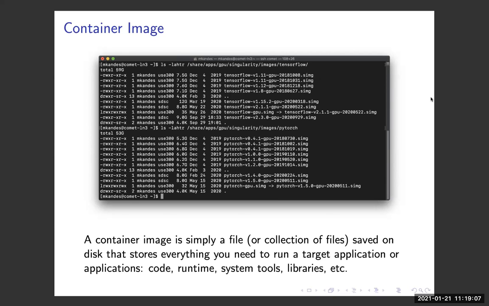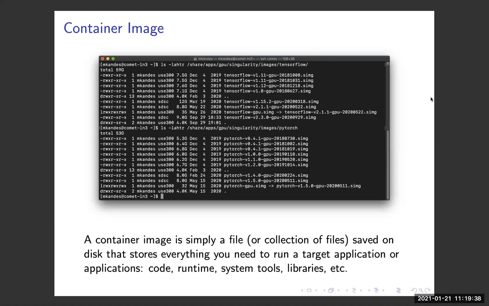It's either a file or a collection of files that are saved on disk and stores everything you need to run your target application or code on any system, essentially, right? So it has source code, runtimes, system tools, libraries, configuration files, whatever you need to run a certain application. That is associated with that file or set of files, which is called a container image.